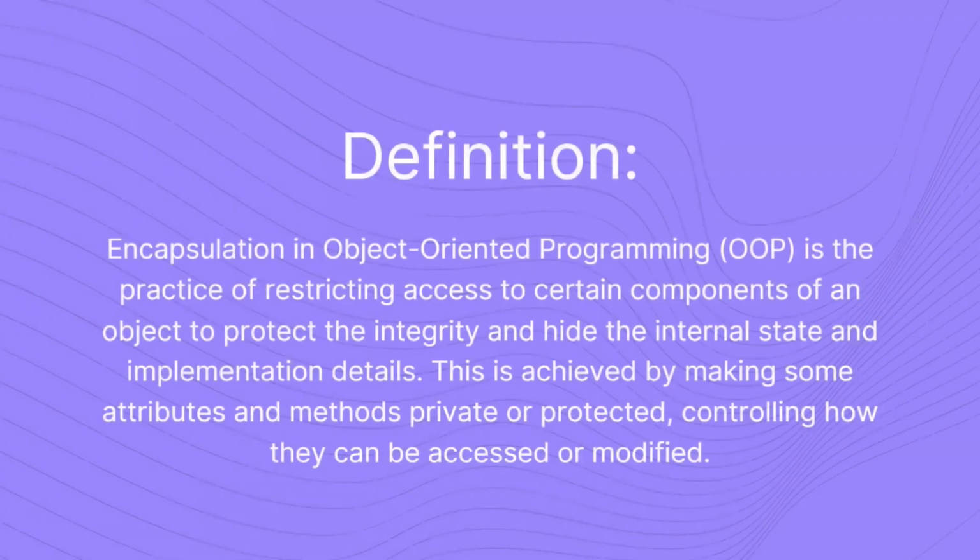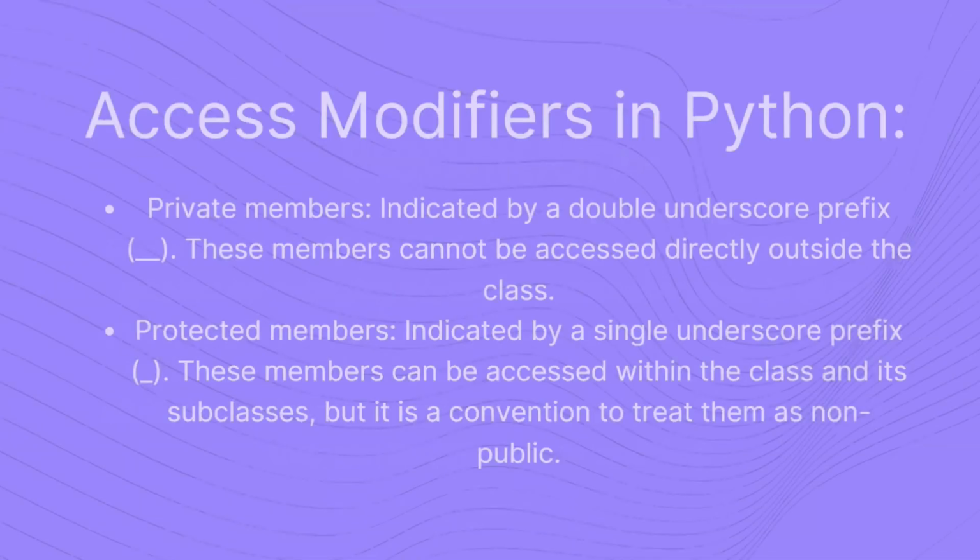Encapsulation is the practice of restricting access to certain components of an object to protect its integrity and hide the internal state and implementation details. This is achieved by making some attributes and methods private or protected, controlling how they can be accessed or modified. Here are some access modifiers in Python.